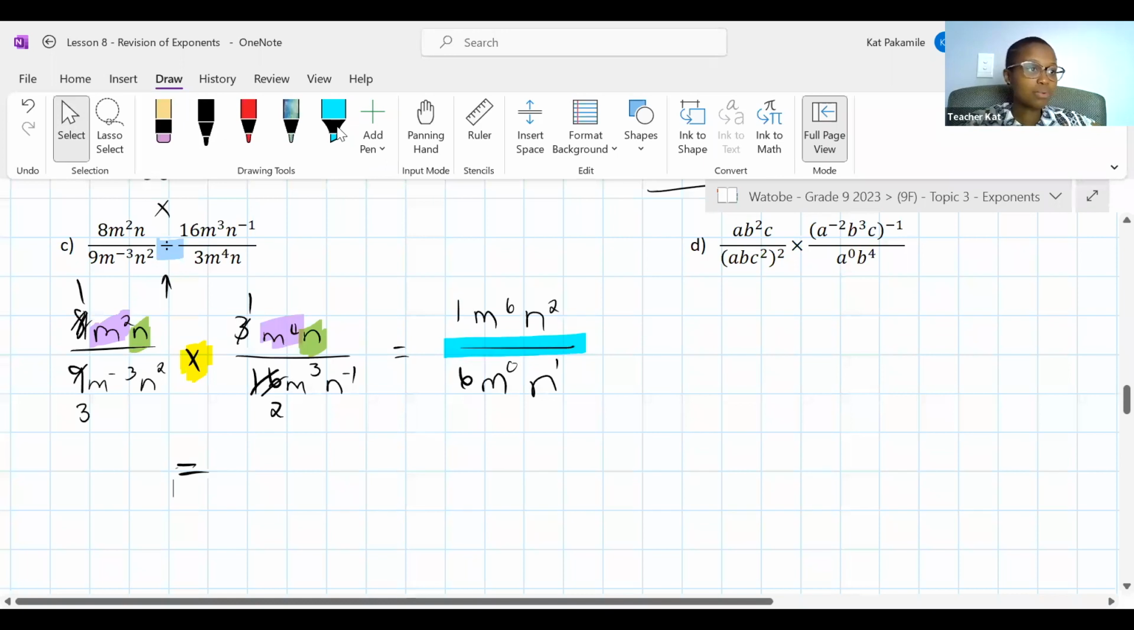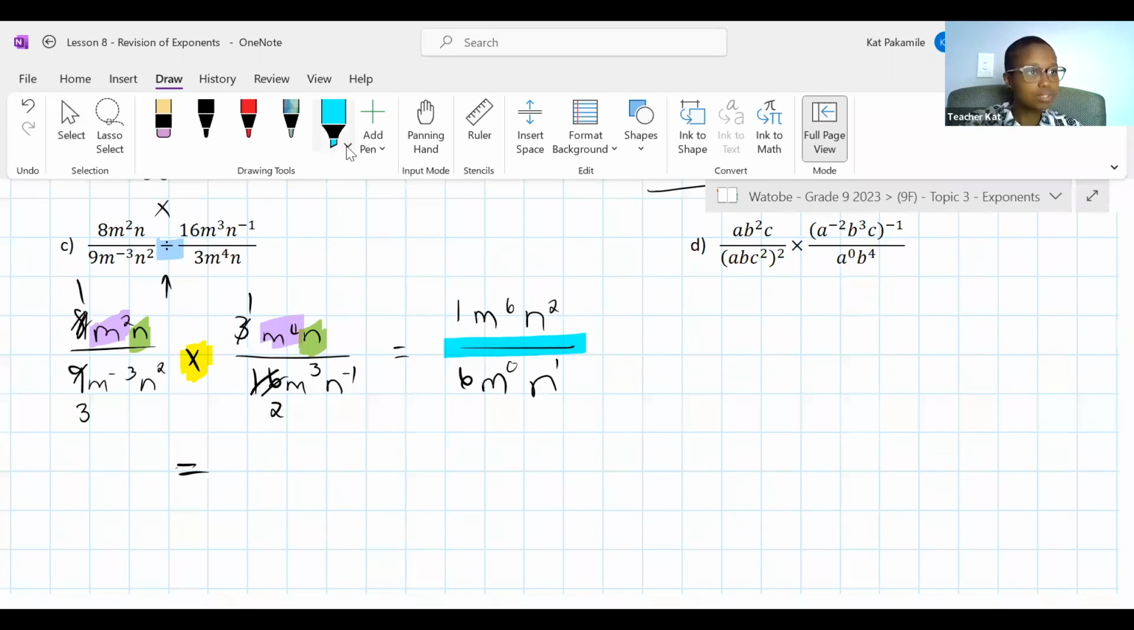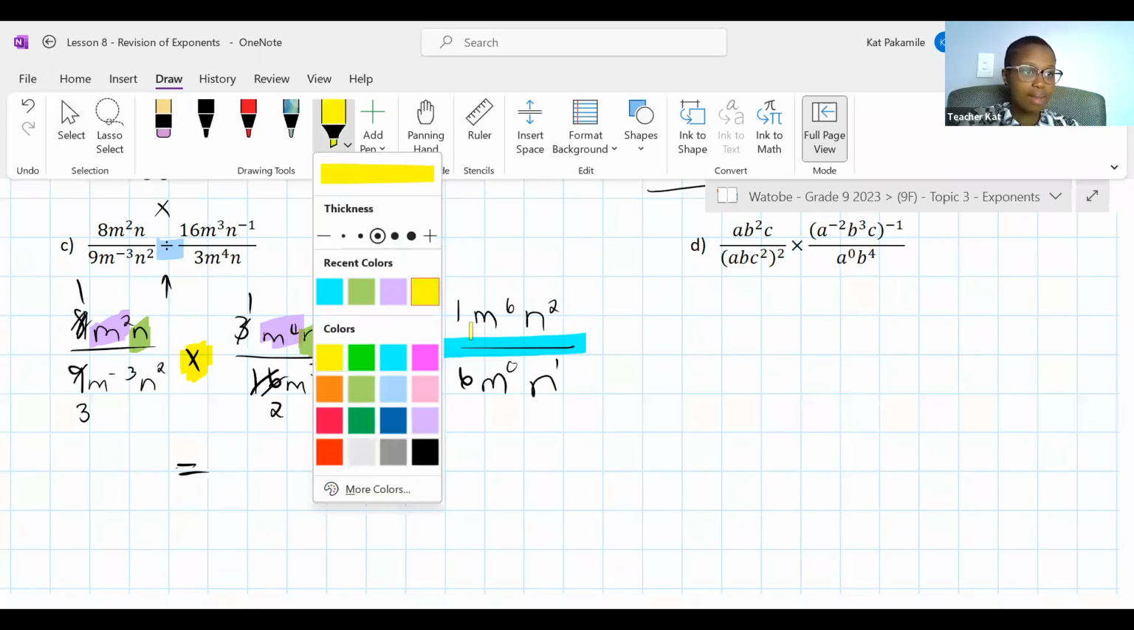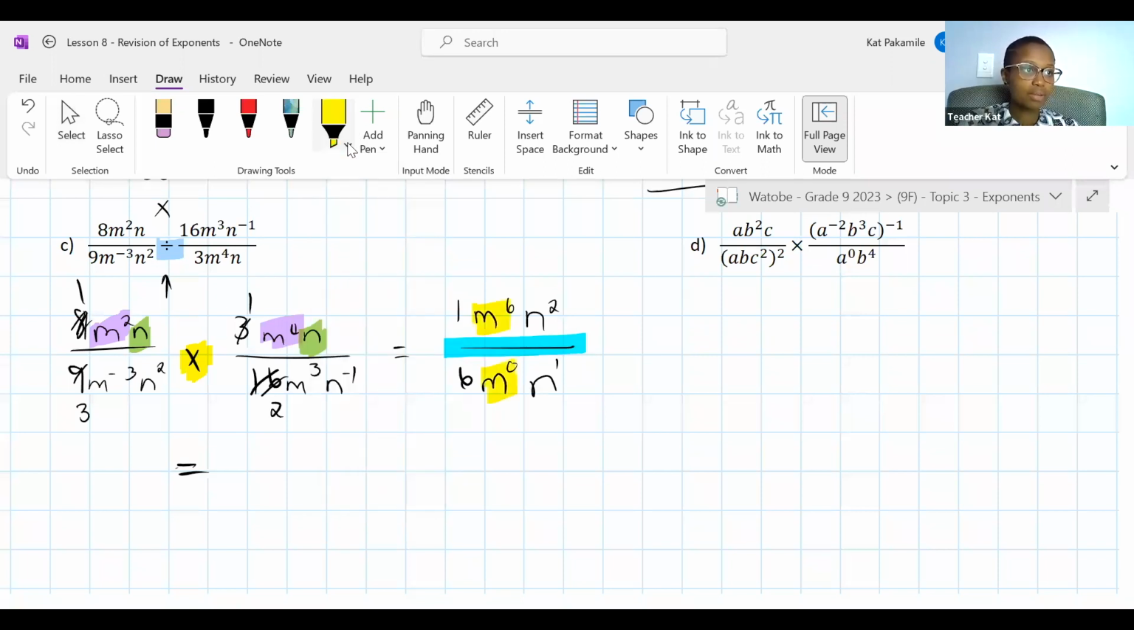Remember, you're dealing with each base as its own independent question. So here we have a m, and then we also have a n. There we go, n and n. Okay, let's deal with m first. So it's going to be m to the exponent of 6 minus 0. That's just m to the exponent of 6, right?